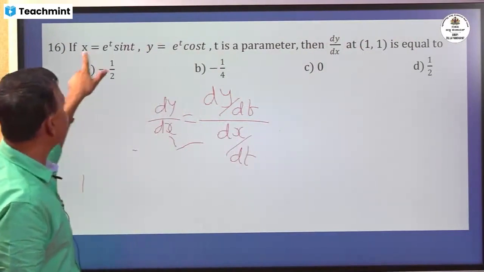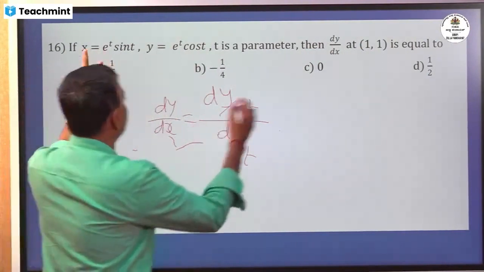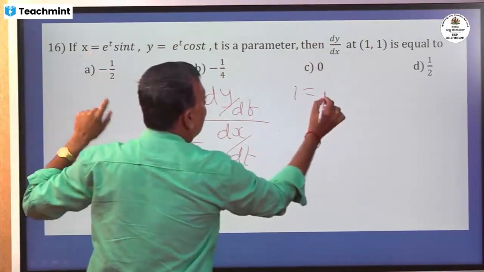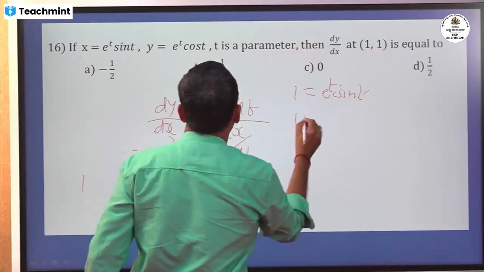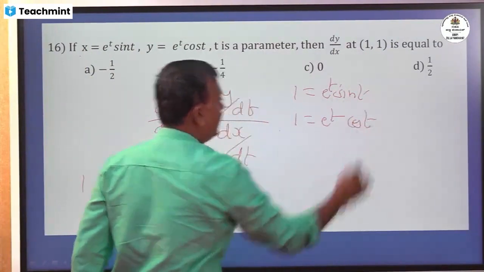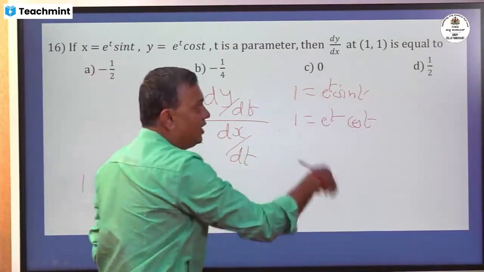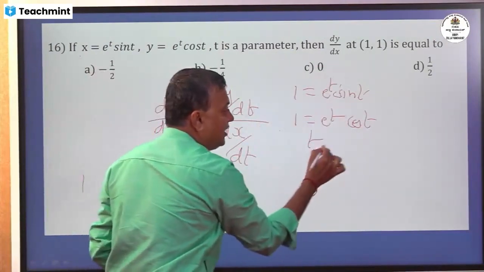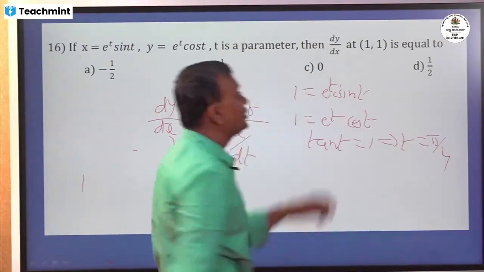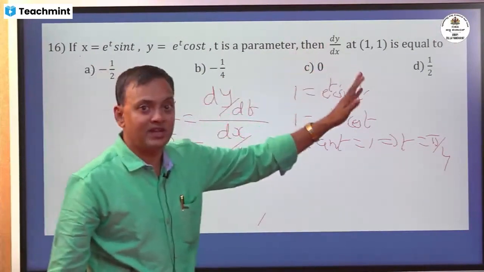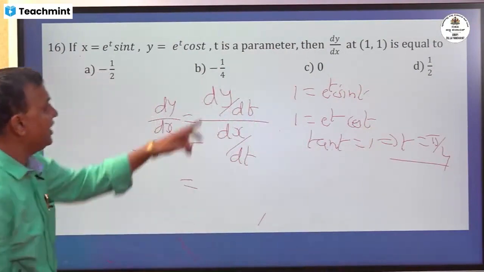Here x and y both are in terms of parameter t. So first find t. Substitute here x equal to 1. 1 equal to e power t sin t. Then put y is also 1. 1 equal to e power t cos t. So this is x, this is y. First find the value of t, then dividing, we get sin by cos, tan t is equal to 1. This is t equal to pi by 4. So dy by dx at 1 comma 1 means we want dy by dx at t equal to pi by 4. First differentiate here dy by dt.